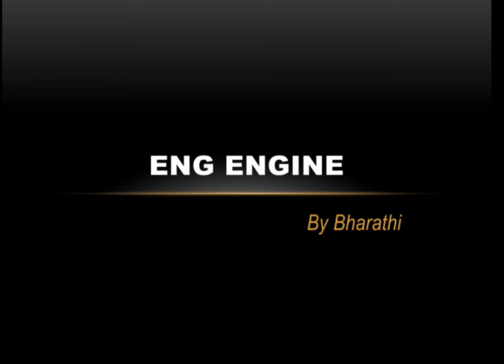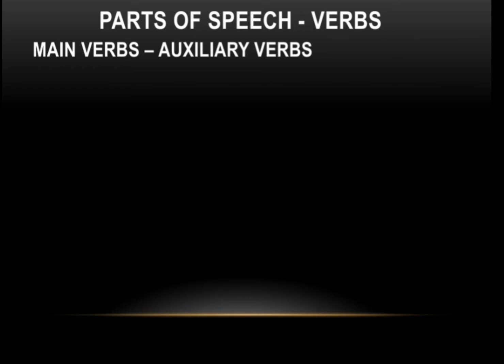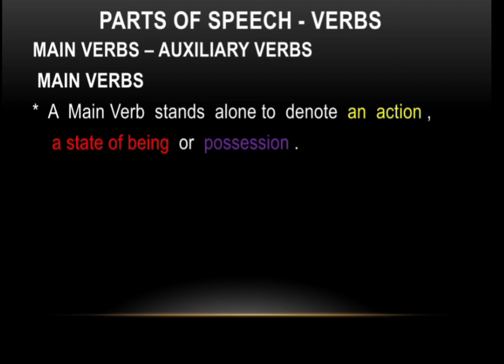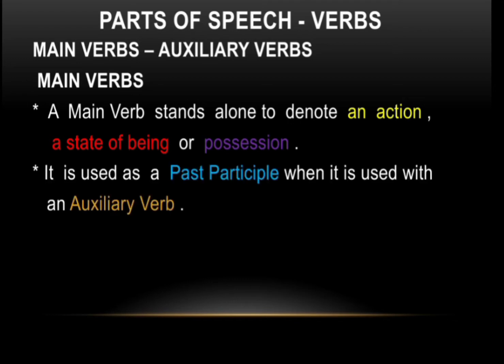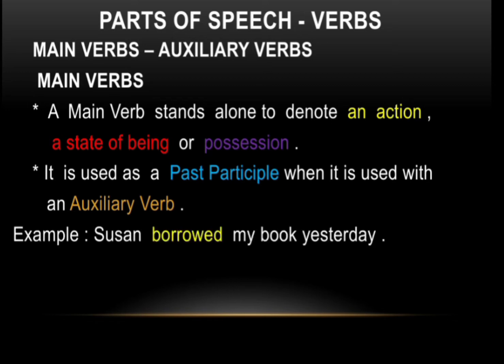This module is about the main verbs and the auxiliary verbs. First let us learn the main verbs. A main verb stands alone to denote an action, a state of being or possession. It is used as a past participle when it is used with an auxiliary verb.